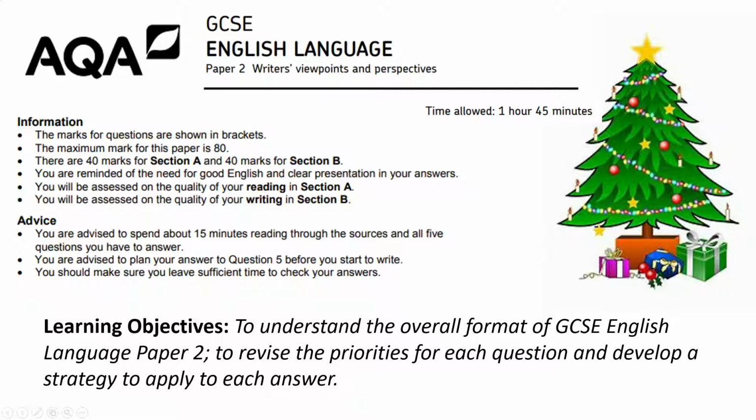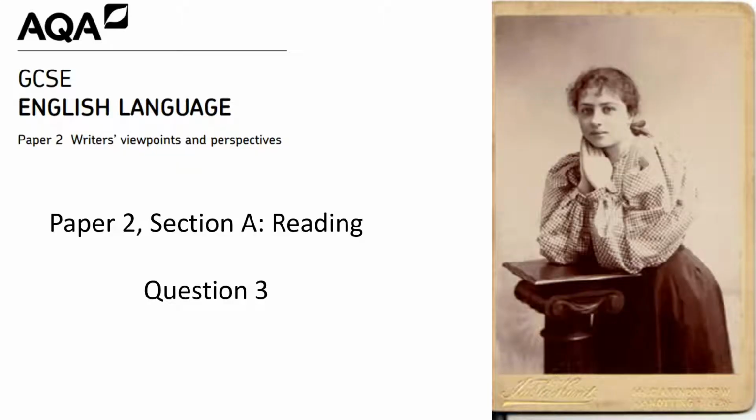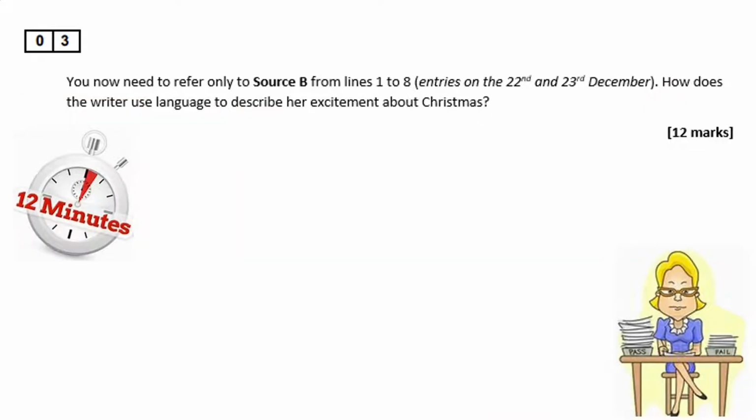So, the objective of this video and the others is to help you understand the overall format of the GCSE English Language Paper 2 and revise the priorities for each question so you're really clear about what's important to cover in the time you've got, and help you develop a strategy that you can then apply to each answer. And we're going to focus on question 3 as part of section A, which is obviously all about the reading. So here's question 3 in front of you now.